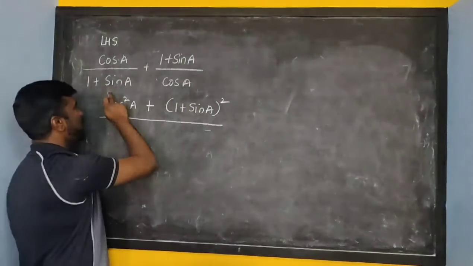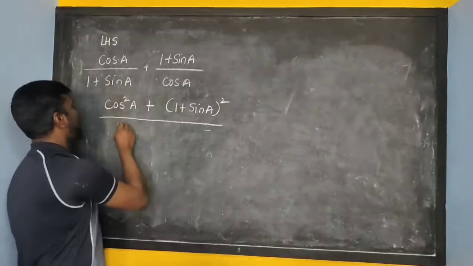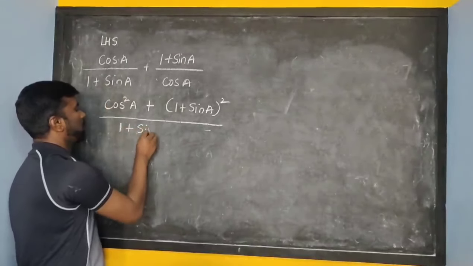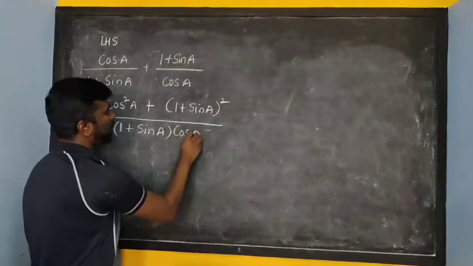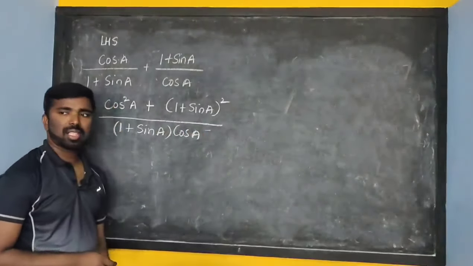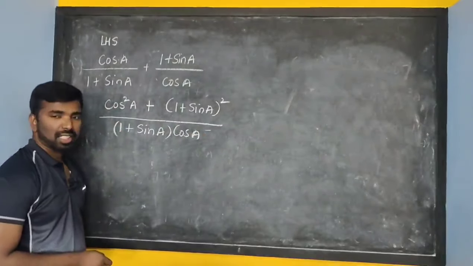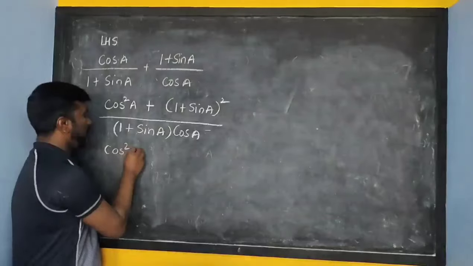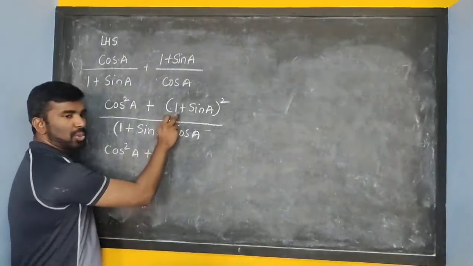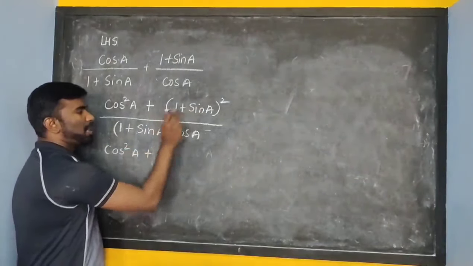Now the next step is to multiply the denominator. It is 1 plus sin A into cos A. The first step is using what? The butterfly method. Now write cos square A as it is, and use the A plus B whole square formula.